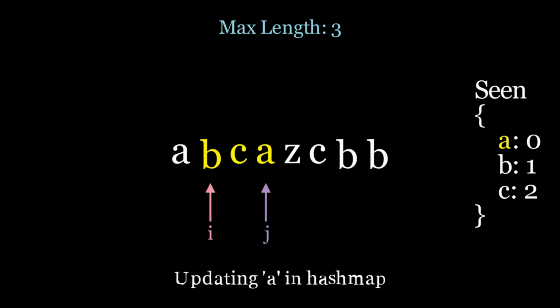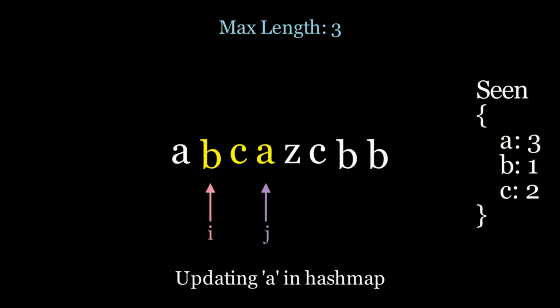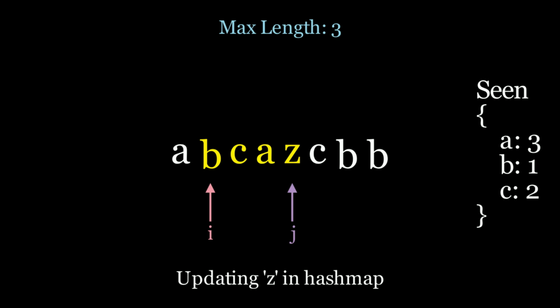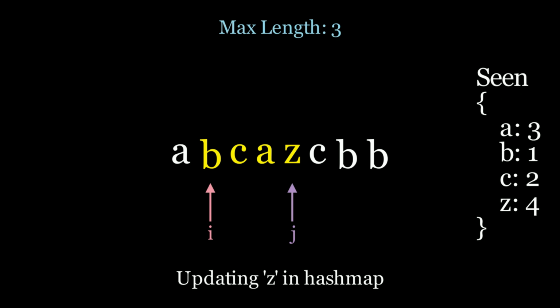And so now we can update a in the hash map. It's no longer index 0. The last time we saw a now is at index 3. Let's update our max length. In this case, BCA is length 3, so the max length doesn't change. Now we move along j to z. Have we seen a z before? No, we haven't. So let's add z to the hash map. And let's update our maximum length. Now it's 4.